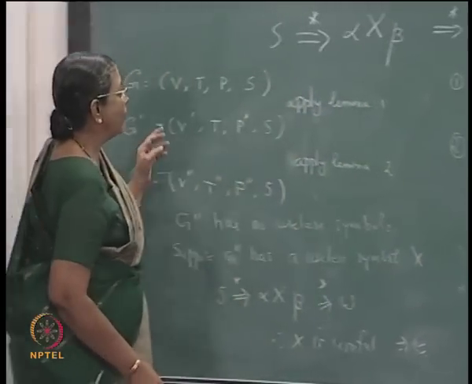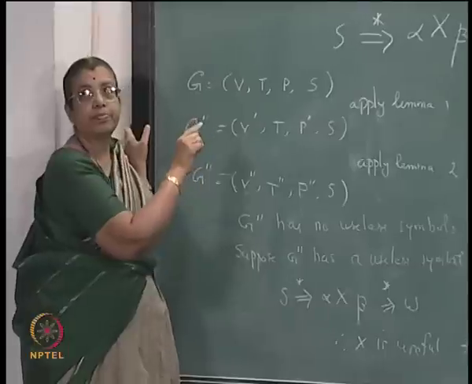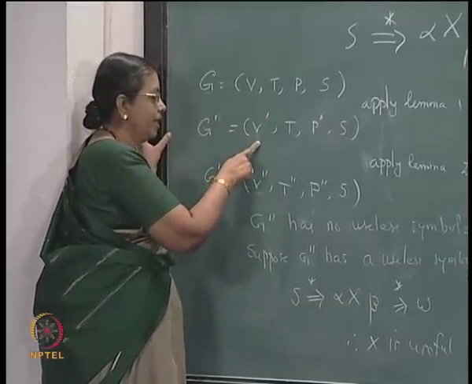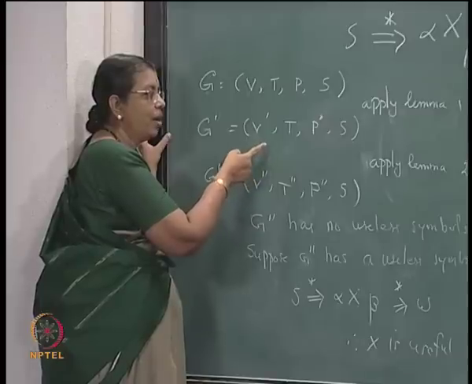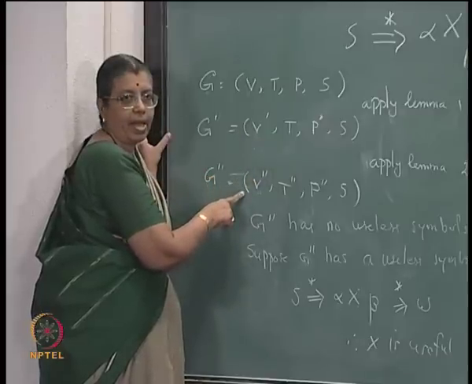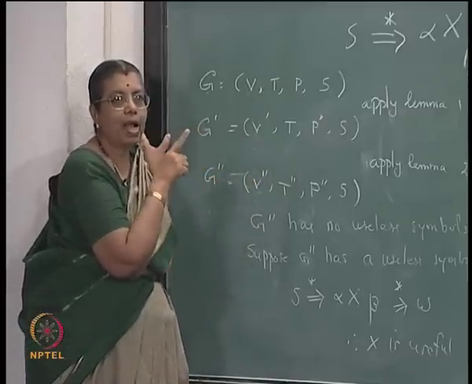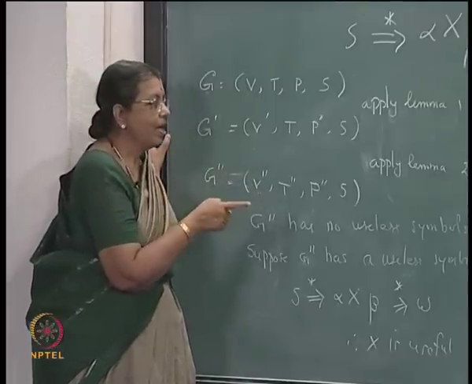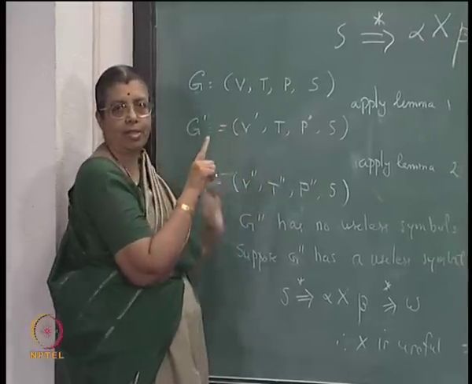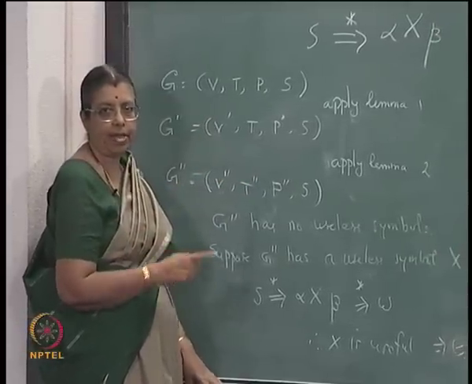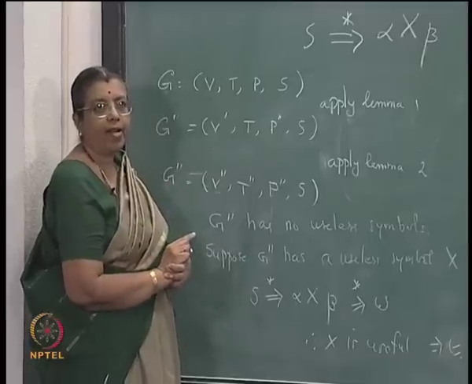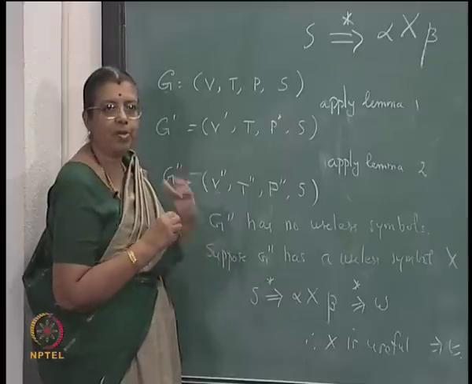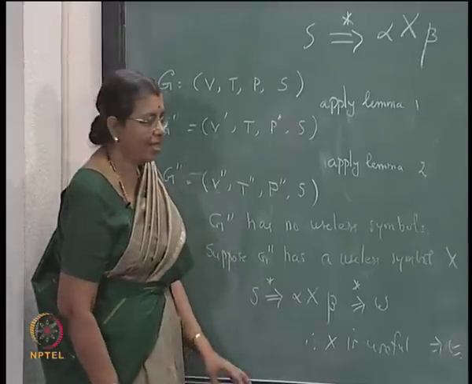Now, here note that starting from V, we have applied lemma 1 to get G prime, and we have applied lemma 2 to get G2 dash. These lemmas should be applied in that order only. You cannot apply lemma 2 first and then lemma 1 next. You cannot change the order. What happens if you change the order? You may not be able to remove all the useless productions.